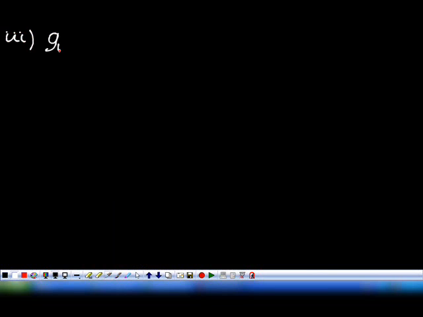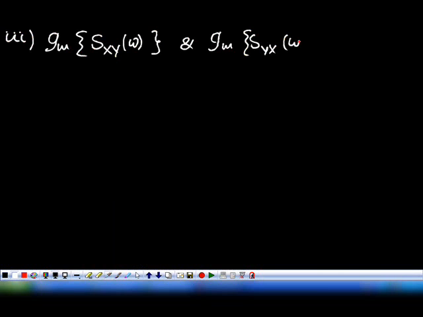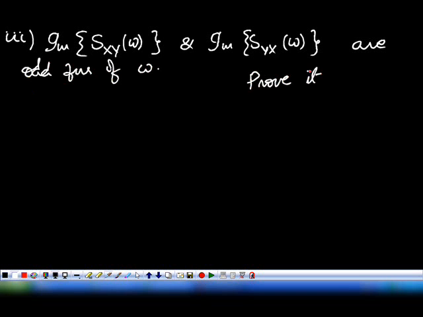The imaginary parts of Sxy of omega and Syx of omega are odd functions of omega. Do it later.